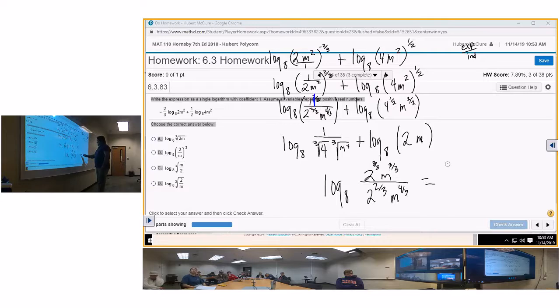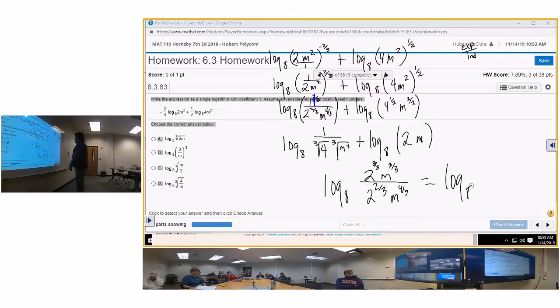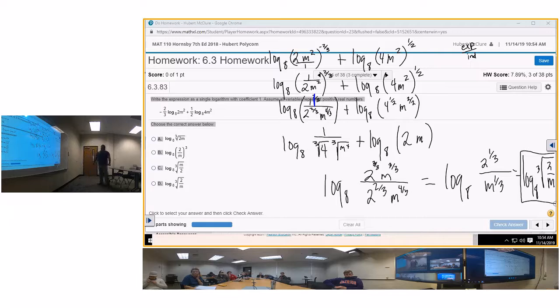So now that's going to give us log base 8 of, what is 3/3 minus 2/3? A third. 2 to the 1/3. And what is m to the 3/3 over m to the 4/3, or minus m to the 4/3? That's going to be on the bottom m to the what? m to the 1/3, and that's going to give us log base 8 of the cube root of 2 over m. And somebody tell me what that is. D. D is in delta. Yeah, delta.